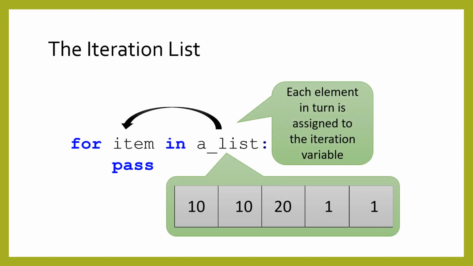A crucial element of any for loop is the iteration list. This is the data that we want to iterate over. When the loop executes, each item of the list will be assigned to the iteration variable in turn. It doesn't matter if the list has no items, 10 items, or 1,000 items. Python will still process each one in turn.